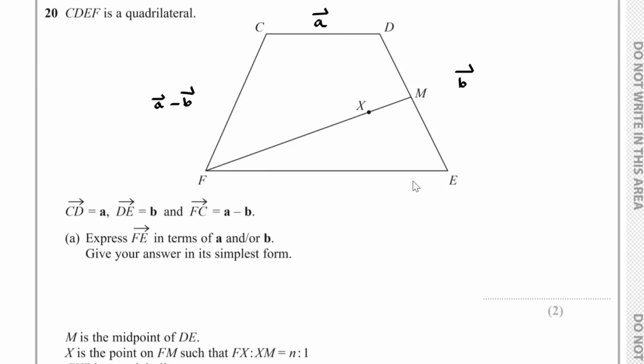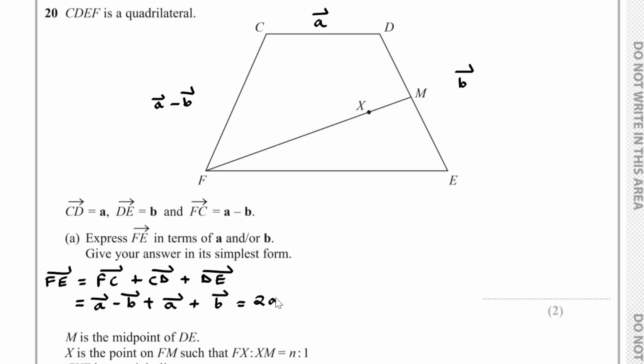So F to E, we have to start at F, finish at E. So FE, that's going to equal FC plus CD plus DE. So FC, we know that's A minus B. CD, we know that's A. DE, we know that's B. So here we end up with 2A. So FE, that's equal to 2A. So actually what we have over here is a trapezium, because we have two parallel sides.